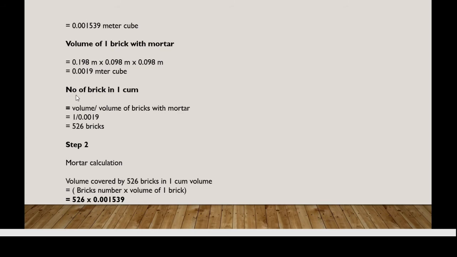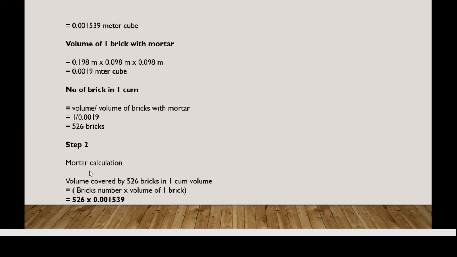Now the number of bricks in 1 cubic meter is given by the formula: total volume divided by the volume of one brick with mortar. So the total volume is our 1 meter cube divided by 0.019, the volume of one brick with mortar. So what value do we get? 526 bricks.